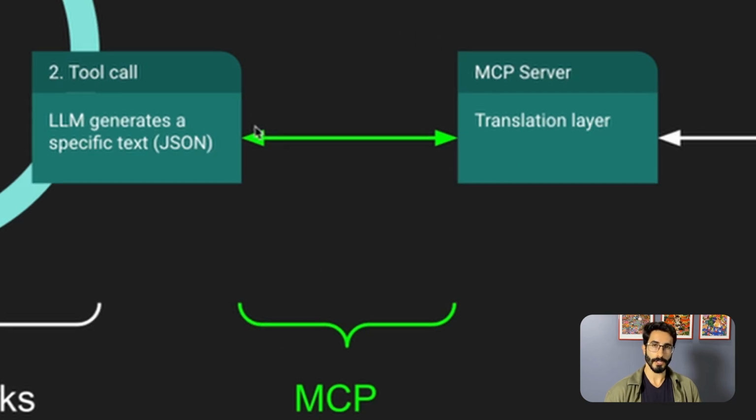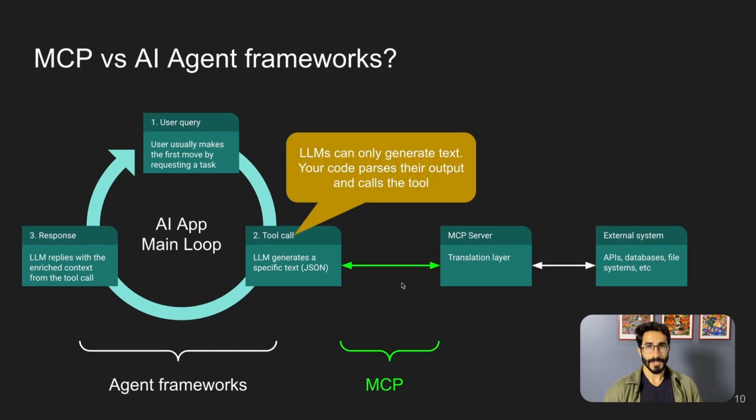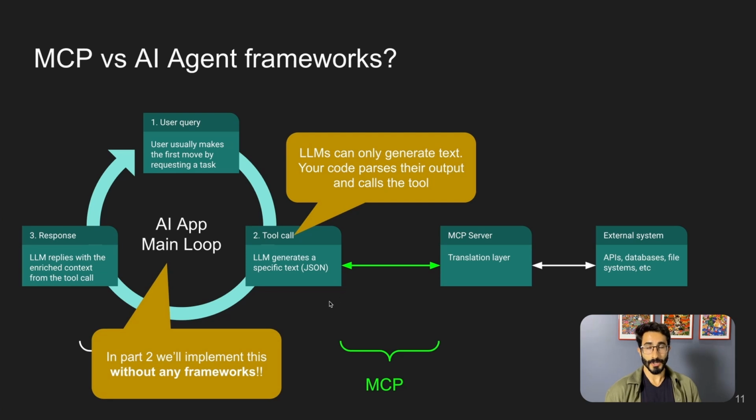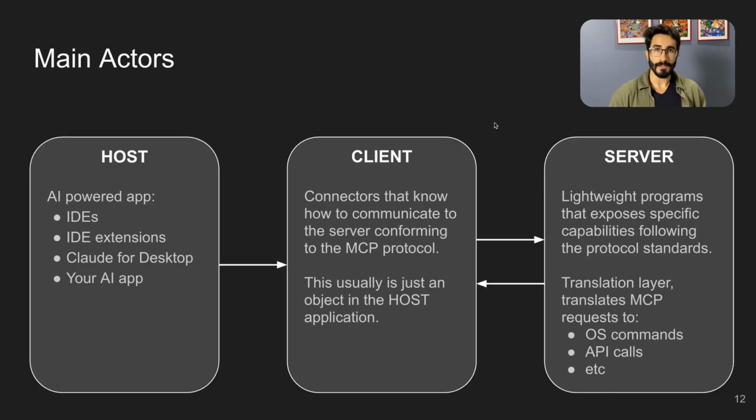It's a communication layer. So remember, LLMs can only generate text. So when we say an LLM is calling a tool, basically it's just generating a specially formatted text, often JSON, and your code actually parses that JSON and calls the tool on behalf of the LLM. Also, in part 2 of this video series, we're going to implement this main loop from scratch without using any agent frameworks, and it's going to be very valuable for you to understand how this thing actually works under the hood. Let's now talk about the three main actors of the protocol.